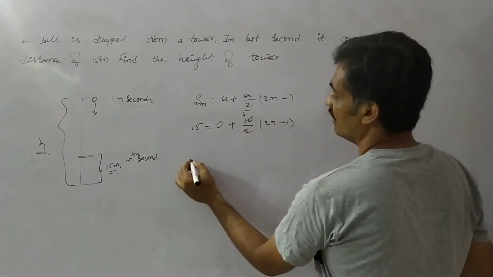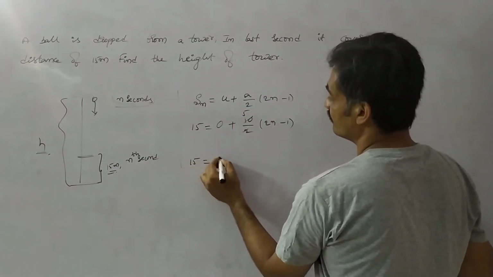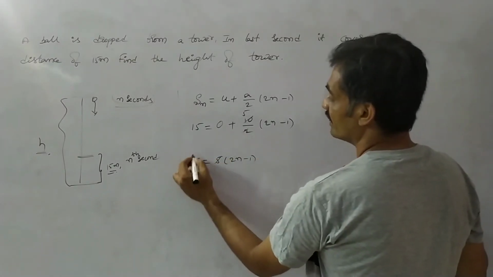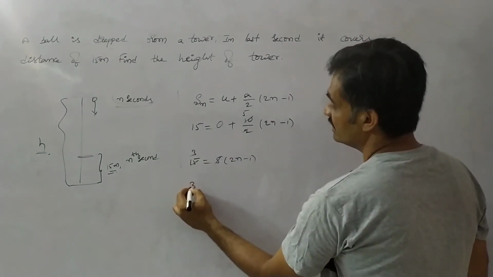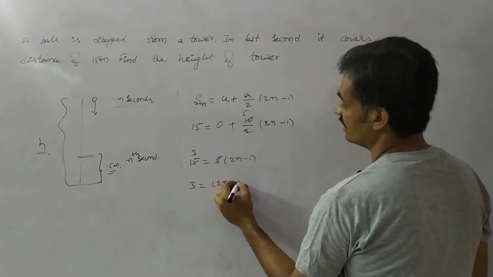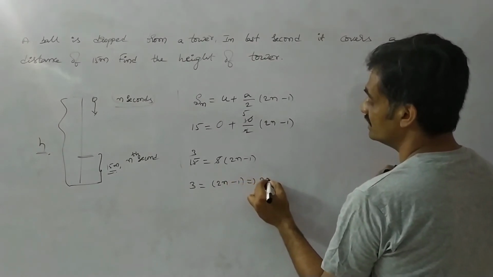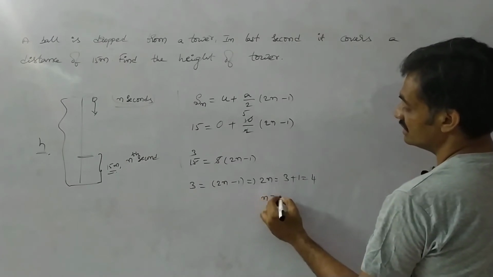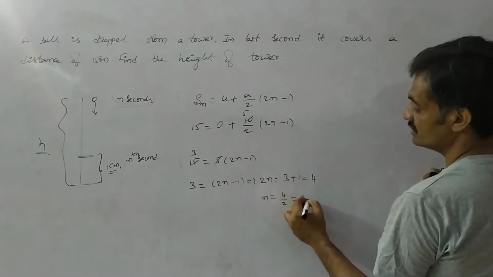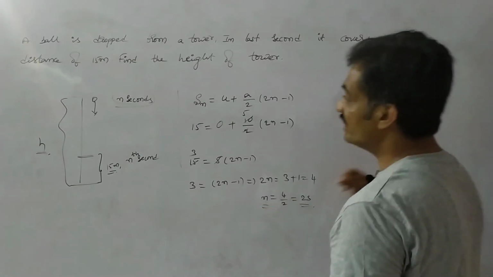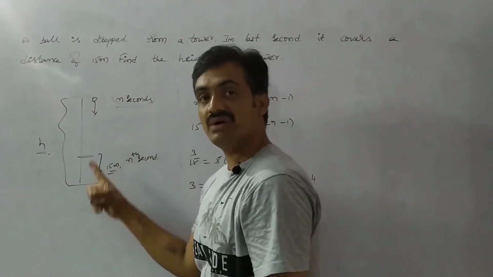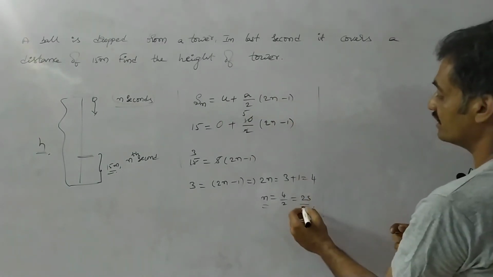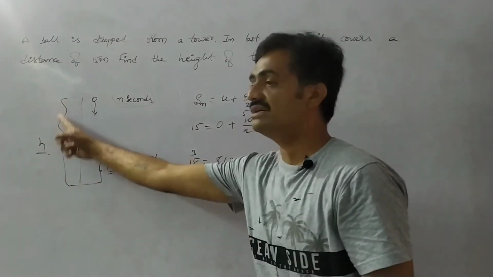5 2s are 10. We have 15 equals 5 into (2n minus 1). 5 3s are 15, then we have 3 equals 2n minus 1. From this we have 2n equals 3 plus 1, which is nothing but 4. Then n equals 4 by 2, equals 2 seconds. So the time taken by the body to travel from maximum height to ground is 2 seconds. Based on this time, now we have to find the height of this tower.